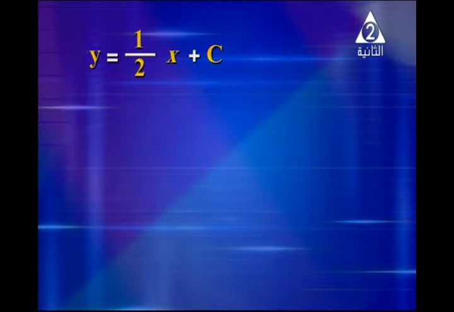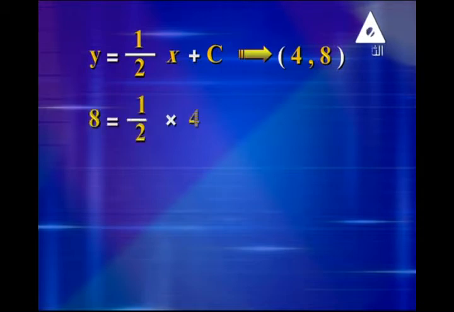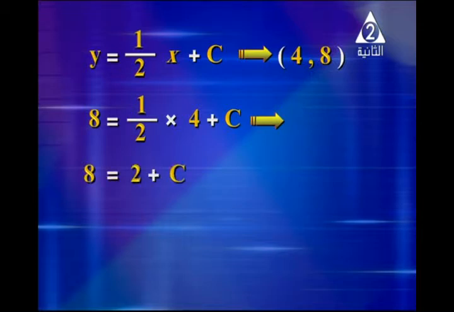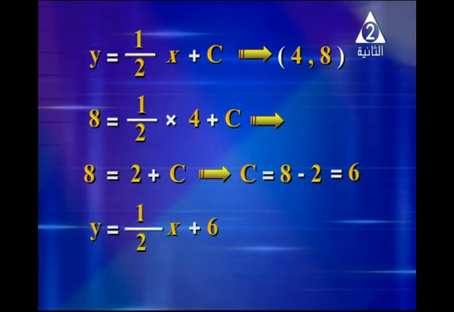By substituting with the point (4, 8), we can find that 8 equals half times 4 plus c. So 8 equals 2 plus c. Can you find c now? Yes, c will be 6, which is 8 minus 2. Then we can say that the equation of the straight line will be y equals half x plus 6.